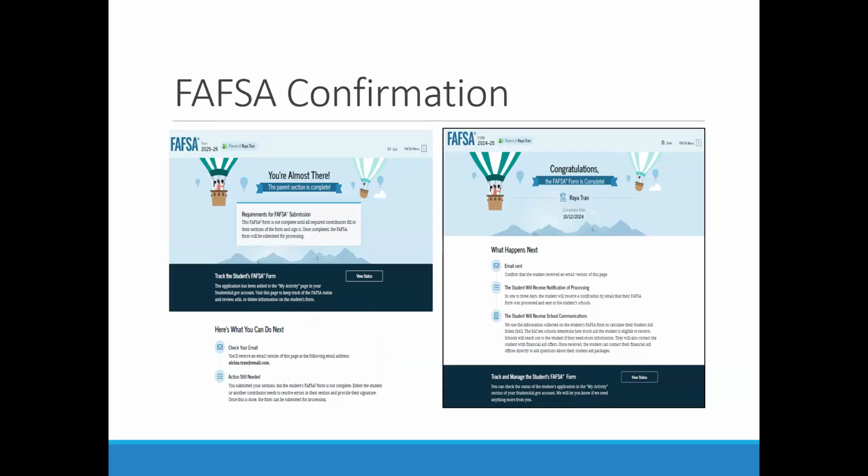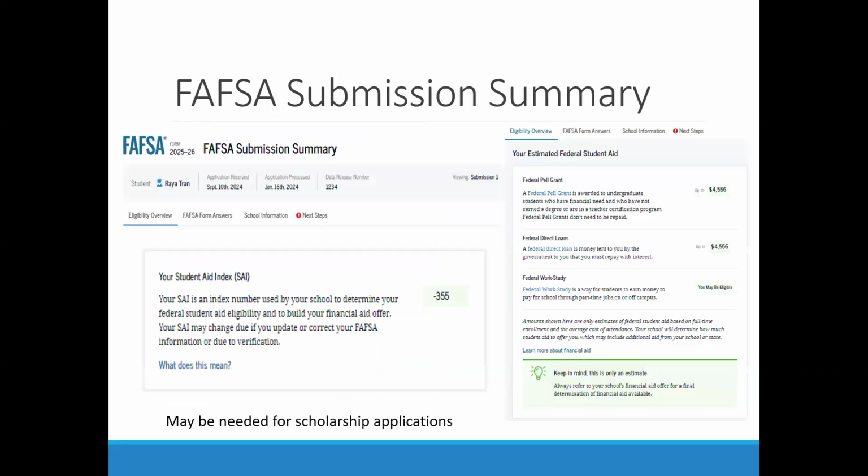For the student to see their FAFSA submission summary, again, it is the student's FAFSA form, so they are going to find this information when they log in with their information. The parents do not see this when the parents log in. So it's the student's FAFSA, and so the student will see their FAFSA submission summary, their estimated aid, and their SAI.